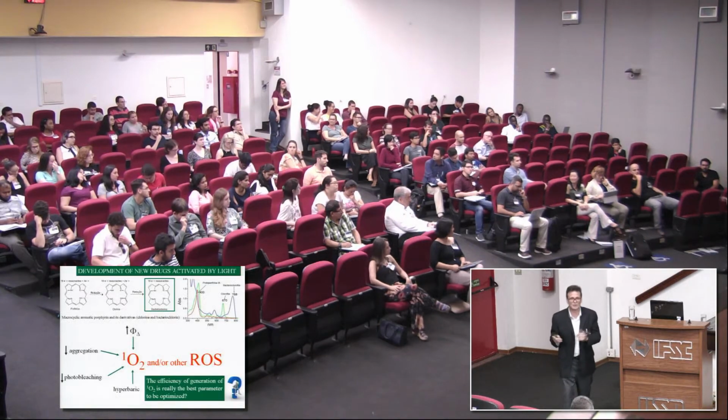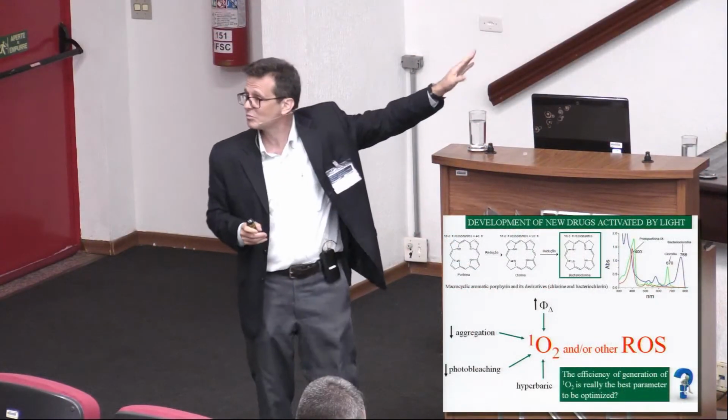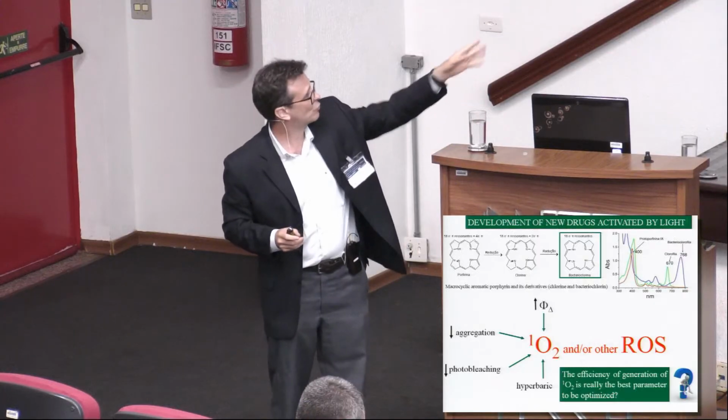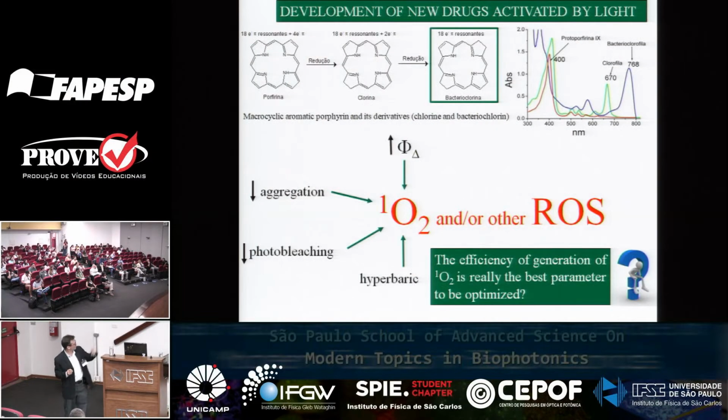Two other factors that have no relation with this. If you take a drug that is not very efficient in terms of singlet oxygen production and put it inside the mitochondria, how many photons do you need to absorb for this drug to kill the cell? Not many. That's a good answer. That's true. Other suggestions?